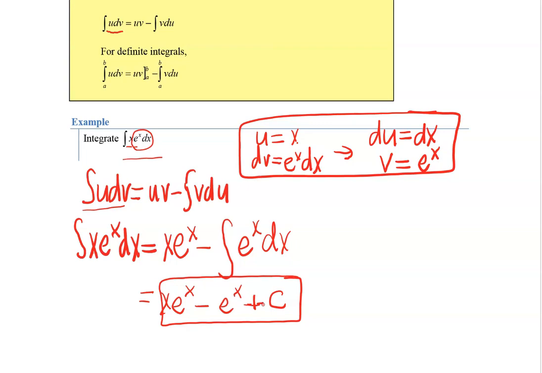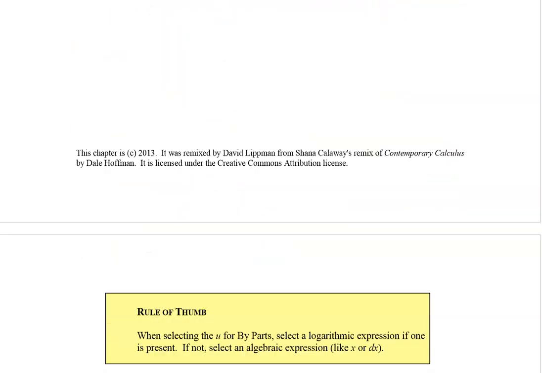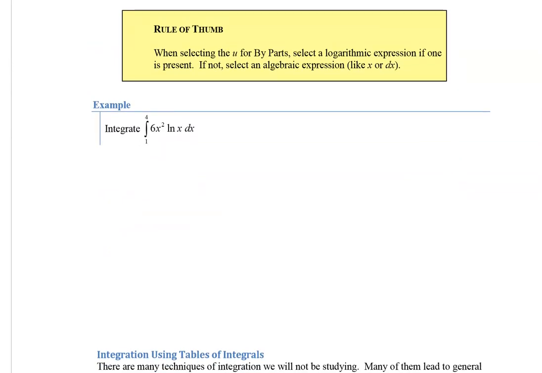So let me give you some tips and tricks to help you with that. Here's our rule of thumb. When you're selecting the u for by parts, select a logarithmic expression if one is present. If not, select an algebraic expression like x. So when selecting the u for parts, select the logarithmic expression if present. If not, select the algebraic expression.